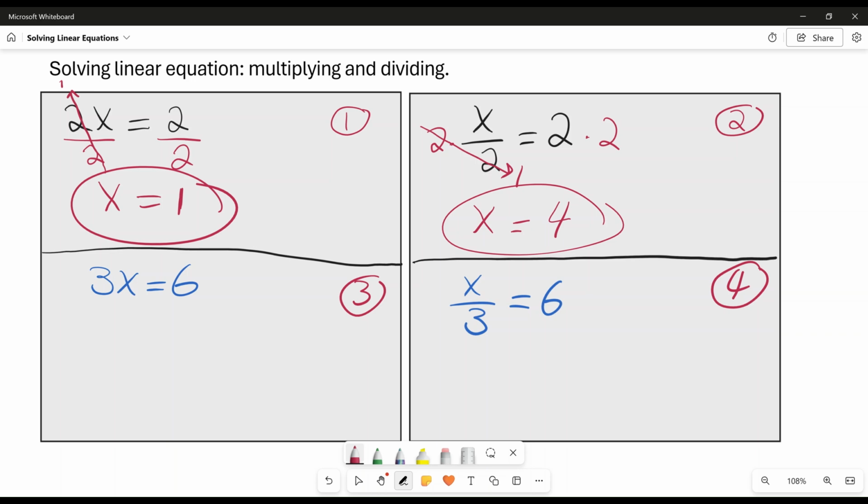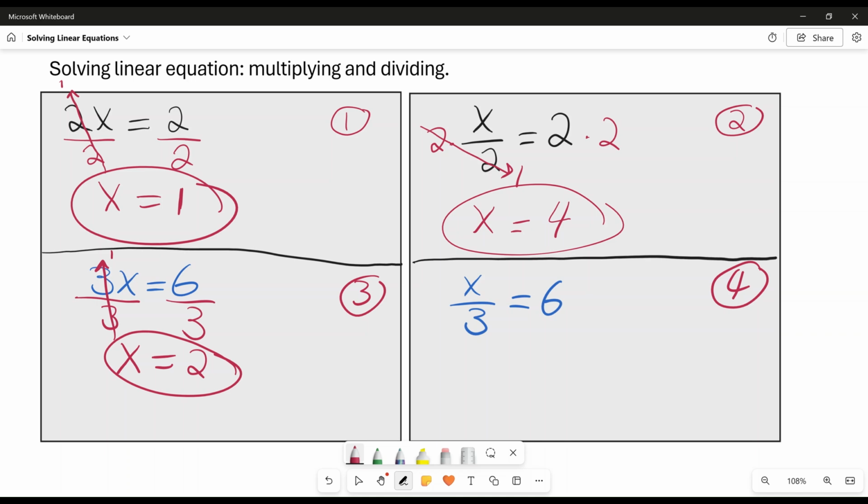Let's look at equation number 3. Here you get 3x equals 6. In order to get rid of that 3, you have 3 times x. You need to do the opposite of the multiplication, which is division. So you're going to divide by 3 from both sides. 3 divided by 3 would get you 1, and then you get x by itself. And 6 divided by 3 is 2. And that's your answer.